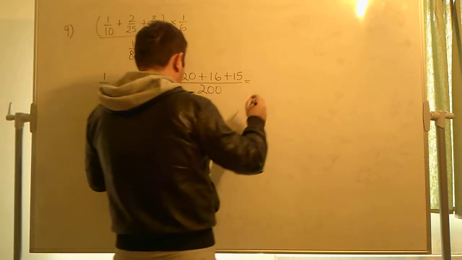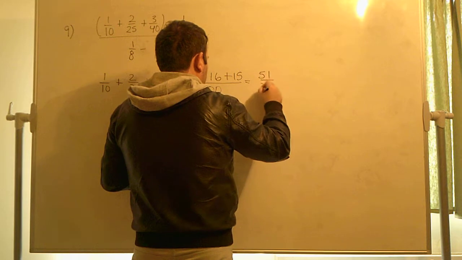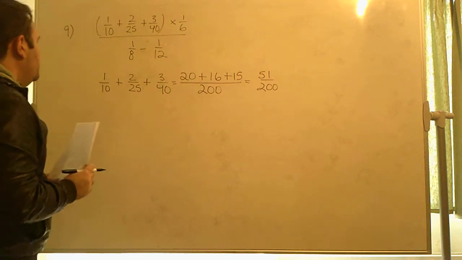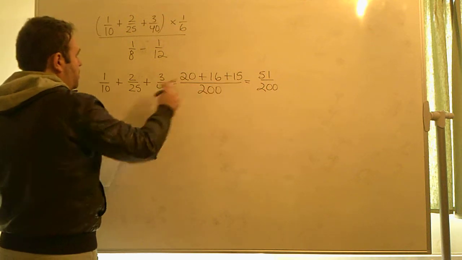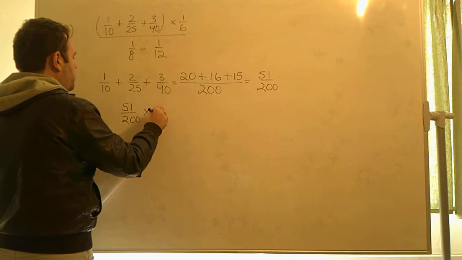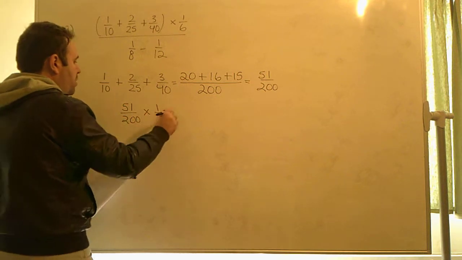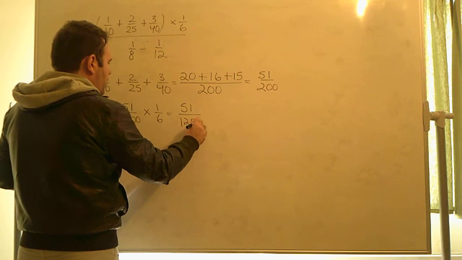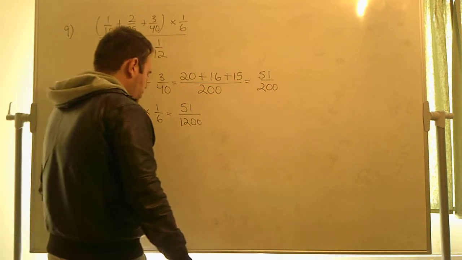Then this would be 51 divided by 200. So now we need to multiply this factor, which is 51 divided by 200 times 1/6. So this would be 51 divided by 1200.